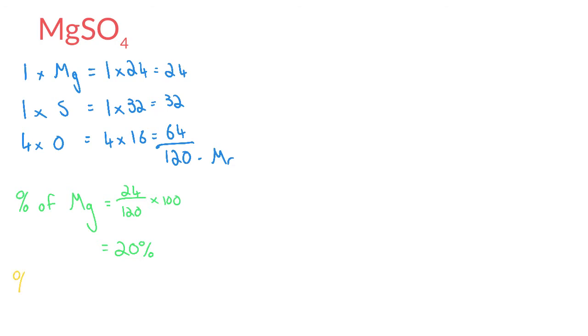So the percentage of sulfur equals 32, the mass of the element sulfur, divided by the relative formula mass, the MR, which is still 120 because it's still the whole compound, the magnesium sulfate, times 100, which equals 26.7% when you round it off.